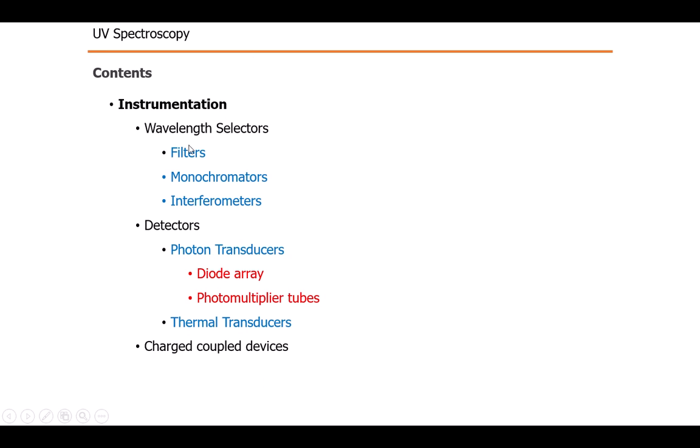Wavelength selectors are of three types: filters, monochromators, interferometers. We will talk about the detectors: photon transducers and thermal transducers, and photon transducers consist of diode array detectors and photomultiplier tubes. And then we have charge coupled devices. We will give a brief introduction of the CCDs as well.